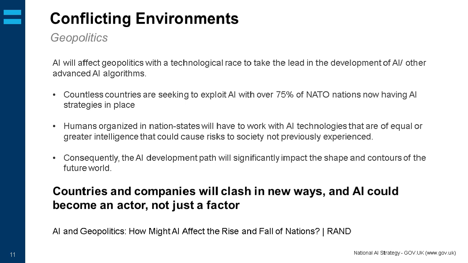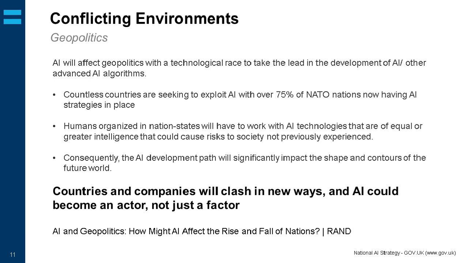Now, I think most people agree that AI development will significantly impact the shape of the future world. It's about understanding how we incorporate it. How do we make sure that we use it as well as we can, whilst also protecting people? And there was this great quote that I found within the RAND report on AI and geopolitics, how might AI affect the rise and fall of nations, which is a really great read.